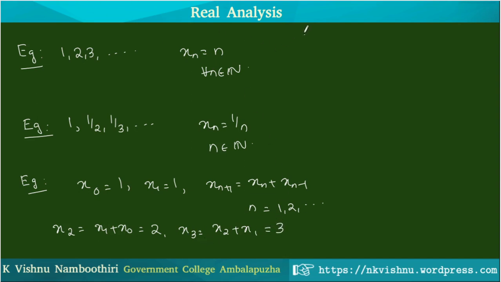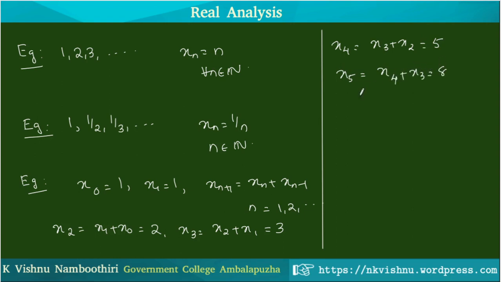Next term is x4 equal to x3 plus x2, that is equal to 3 plus 2, 5. Now x5 is equal to x4 plus x3, that is 5 plus 3, that is 8, and go on like that. And this sequence is known as the Fibonacci sequence, and the numbers x0, x1, x2, etc. are known as Fibonacci numbers. So this is a very interesting example, and this has a lot of applications also in several branches of mathematics.